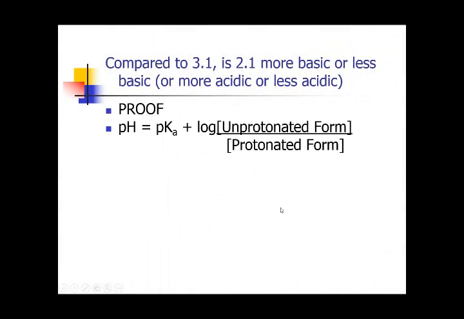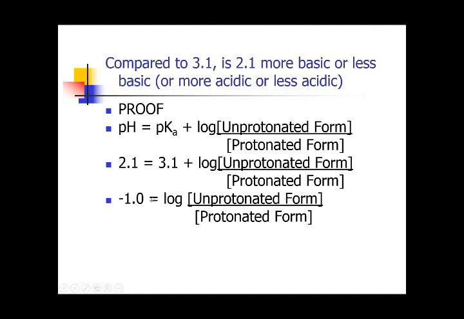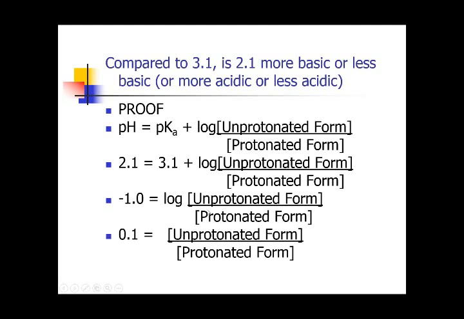If we look at the other pH, the 2.1, the stomach, again, same thing. Now we get -1 is equal to log of unprotonated over protonated. Therefore, 0.1 is equal to unprotonated over protonated. Therefore, the denominator must be bigger, so there's more protonated.